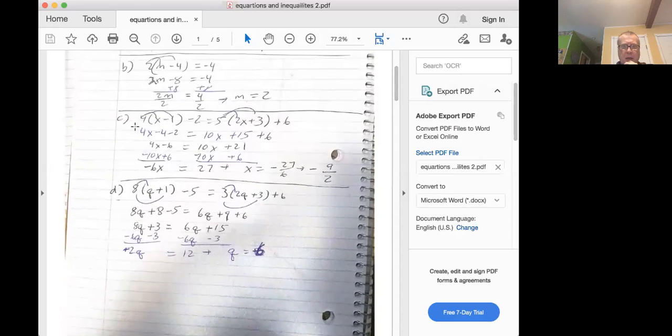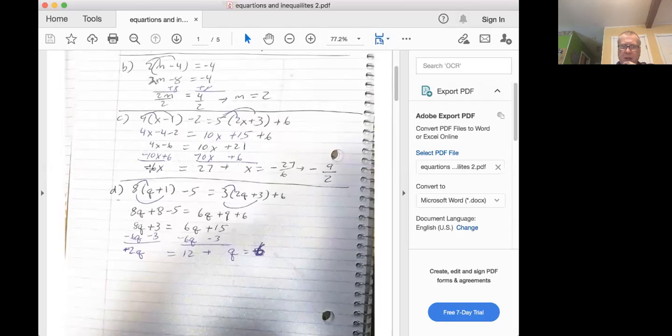C, a little bit more complicated. We distribute the 4, giving us 4x minus 4 minus the 2 equals, distributing the 5, 10x plus 15 plus the 6. We'll combine the -4 and the -2 here, giving us 4x minus 6. We'll combine the 15 and the 6 here, giving us 10x plus 21. Then we'll start using the addition property. We subtract 10x from both sides to move the x over to this side. We'll add 6 to both sides to move the non-x terms to that side.